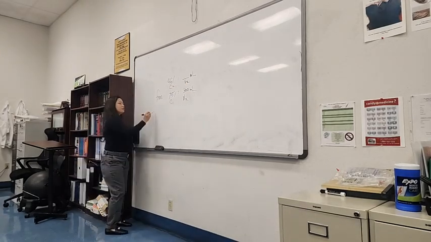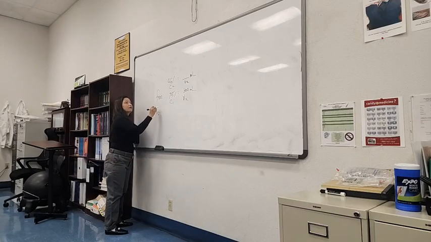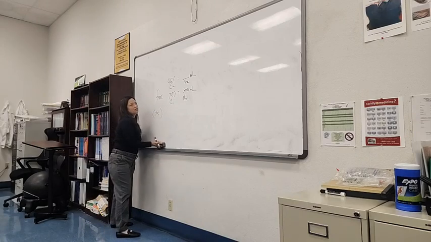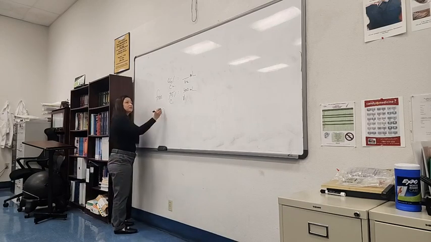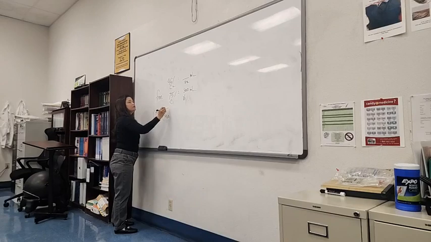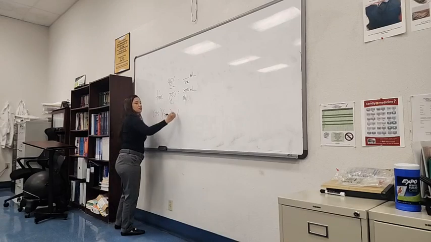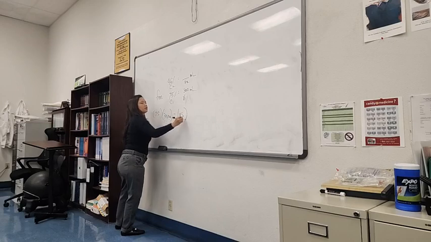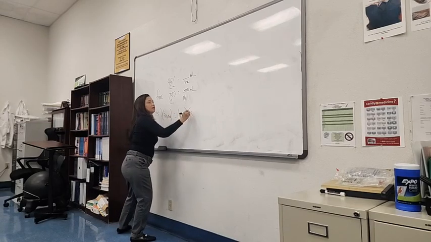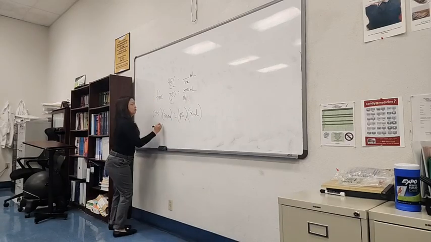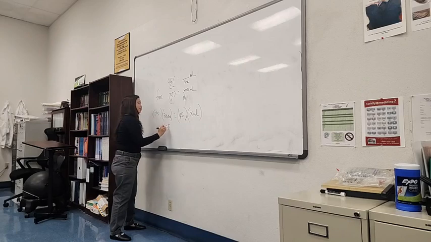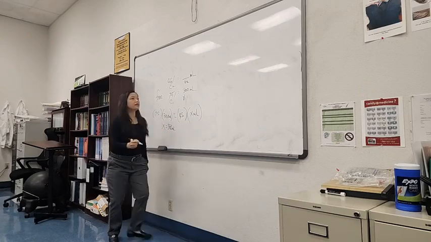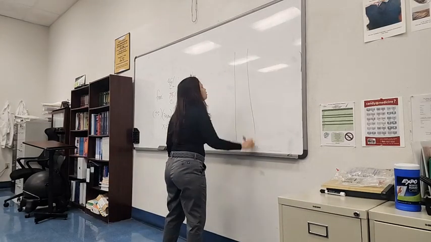Plug in the equation: 75 times, I'm sorry, why do I keep writing V2? 75 times 300 equals 45 times X. The answer is 500. Those who like tic-tac-toe, here we go.